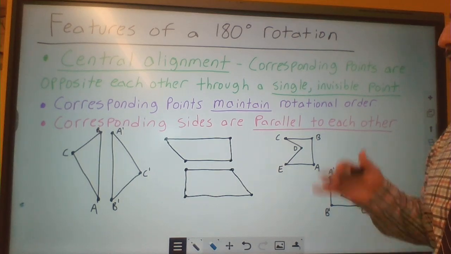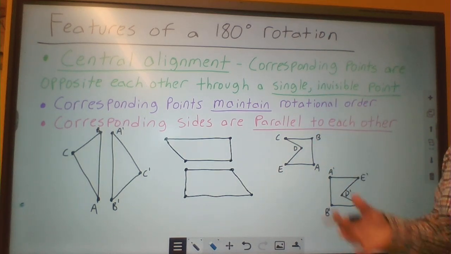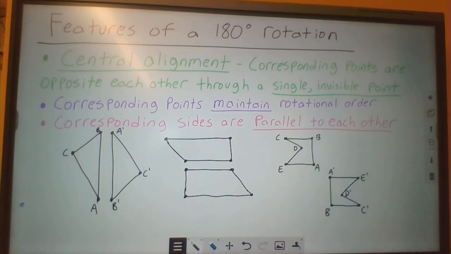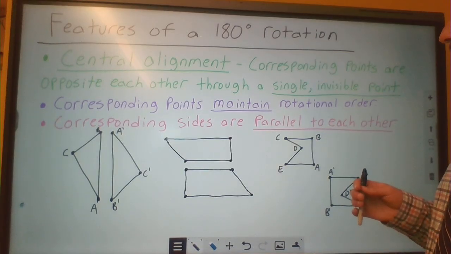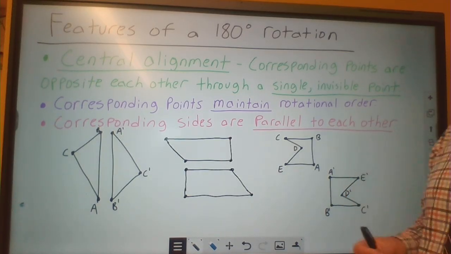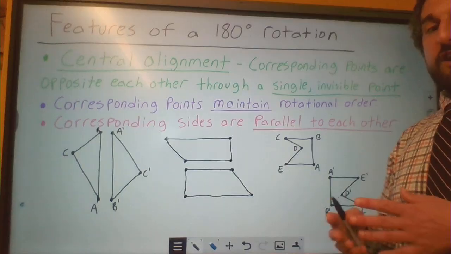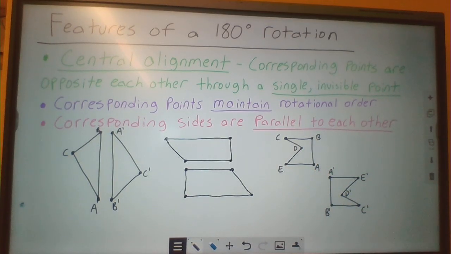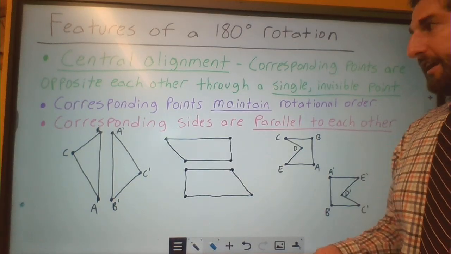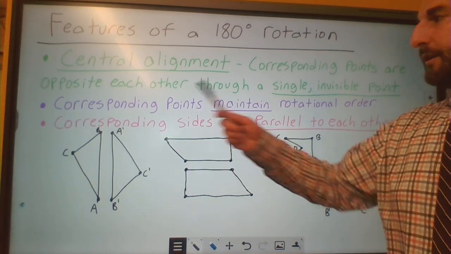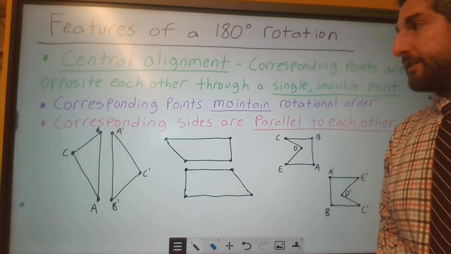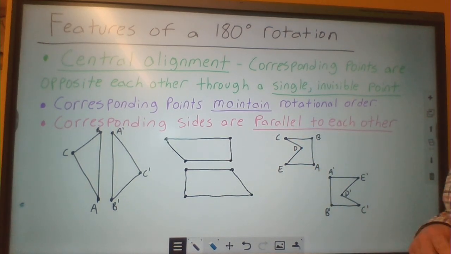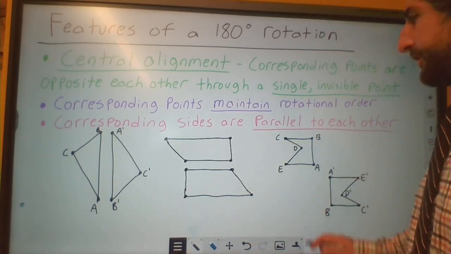Well, as opposed to the reflection where there's parallel alignment, with a 180-degree rotation, you're going to have a central alignment. The corresponding points opposite each other are going to be going through a single central point that's shared between all of them. The corresponding points are also going to maintain their rotational order instead of reversing it. And the final bit, which helped me to draw all these 180-degree rotations, is the fact that corresponding sides are parallel to each other. So let's see what these look like in action with our triangles.